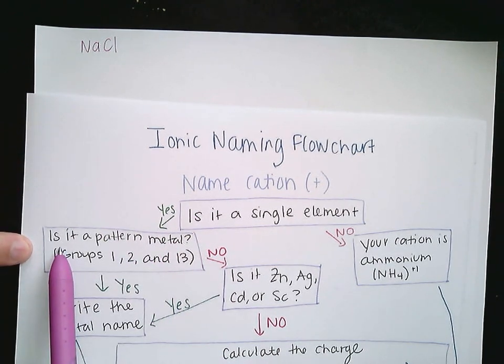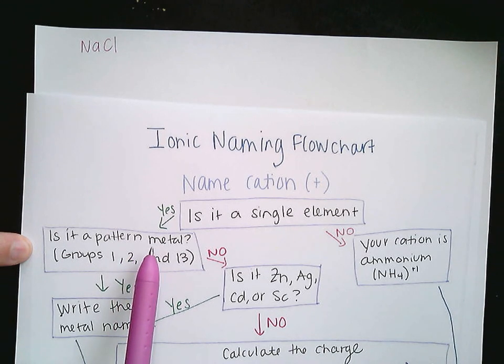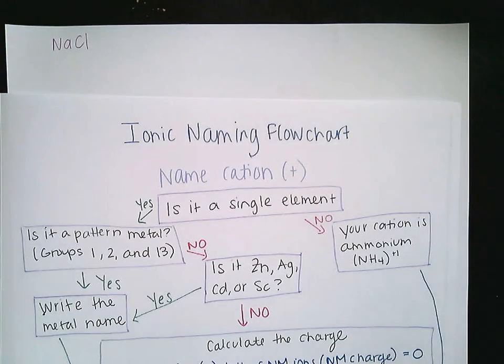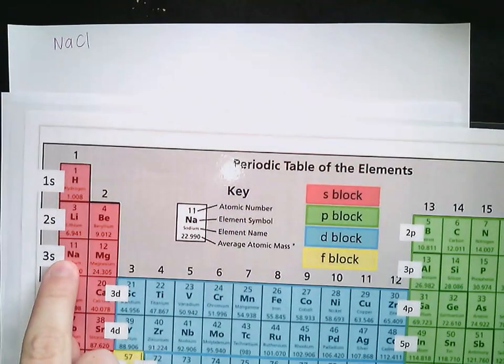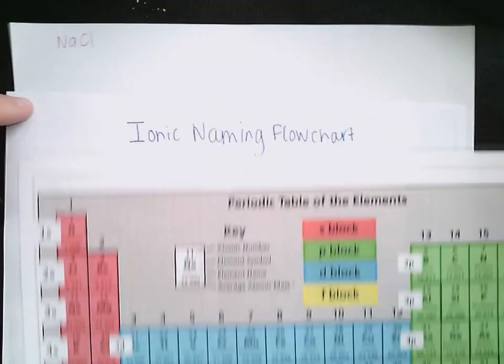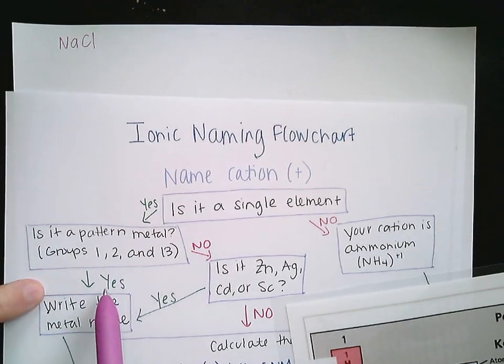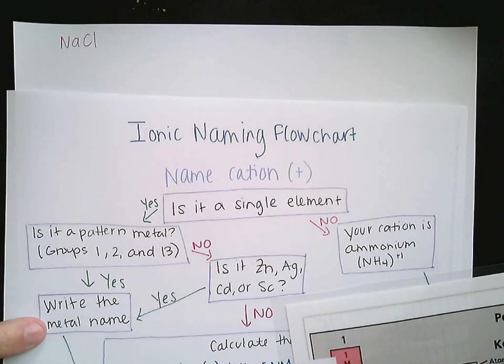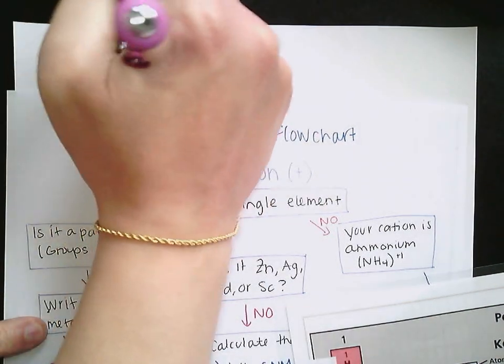The next question says, is it a pattern metal? Meaning, is it in groups 1, 2, or 13? If we look at our periodic table, sodium is in group 1, so yes it is. So then all I need to do is write the name of the metal. So I'm just going to write sodium.